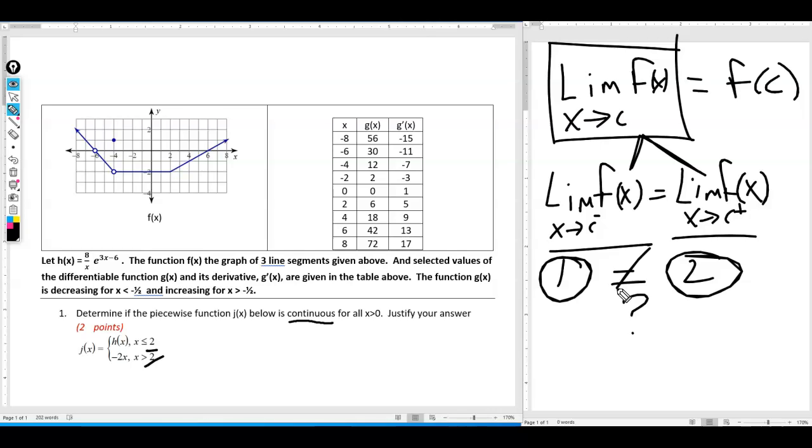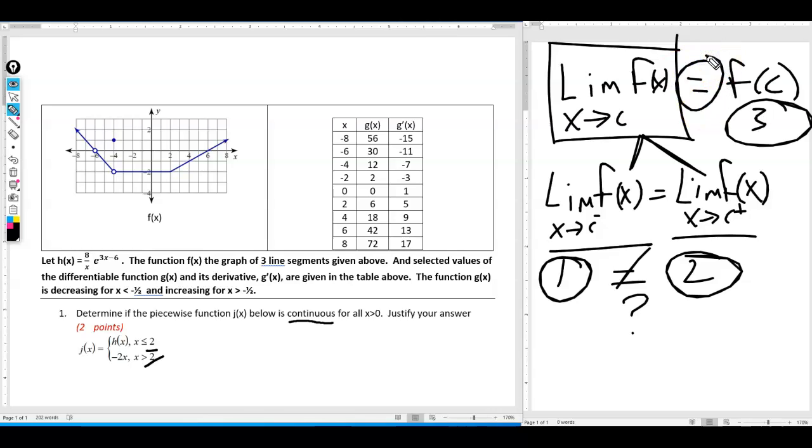If they do equal each other, the last thing we've got to do is see, does the function actually exist at the point that we care about? And if it does exist, we have one more thing to do. We want to see, does it actually equal the limit?